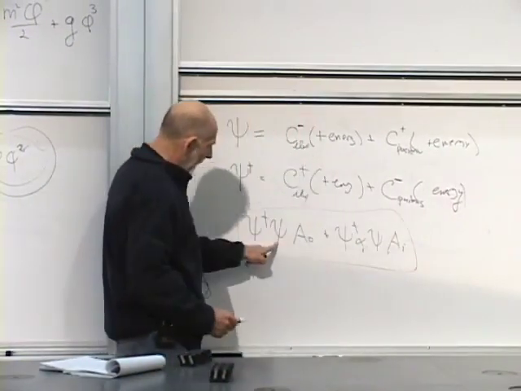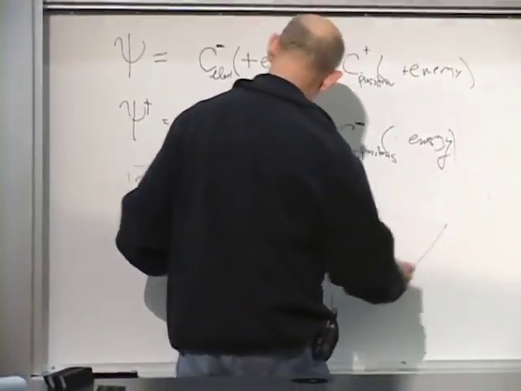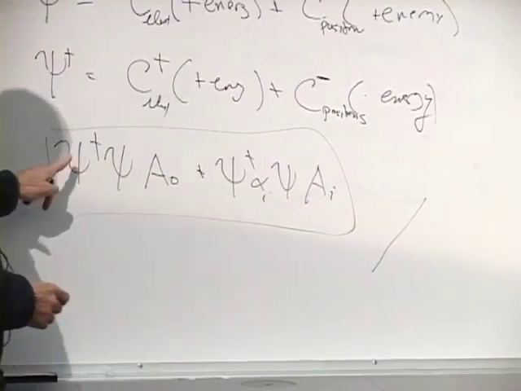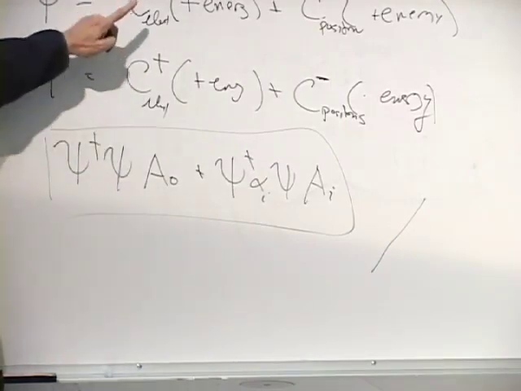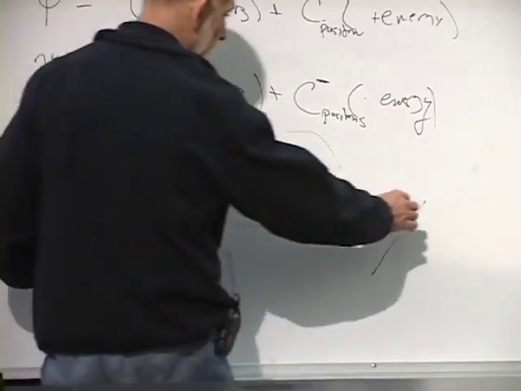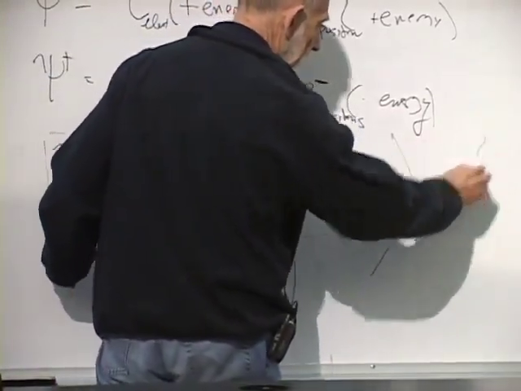This absorbs an electron. Let's see. It absorbs an electron. It can emit a positron. Let's see. No, it can emit an electron. Let's see. This one times this one, psi dagger times psi, can absorb an electron and then re-emit the electron, and at the same time, emit a photon.